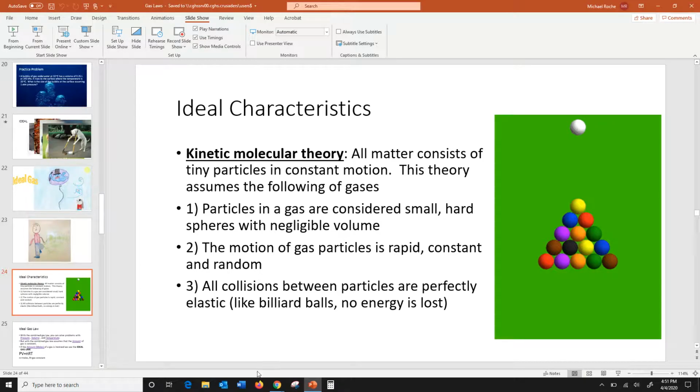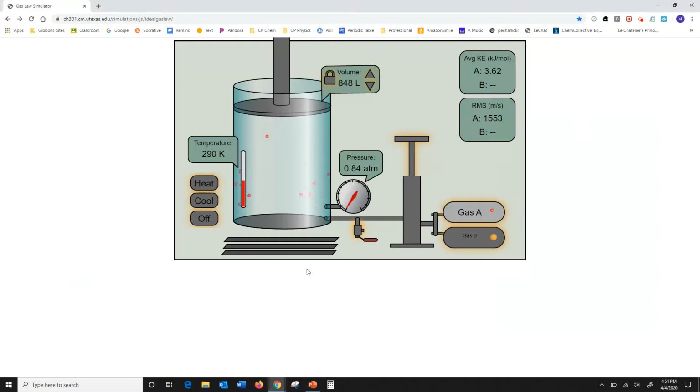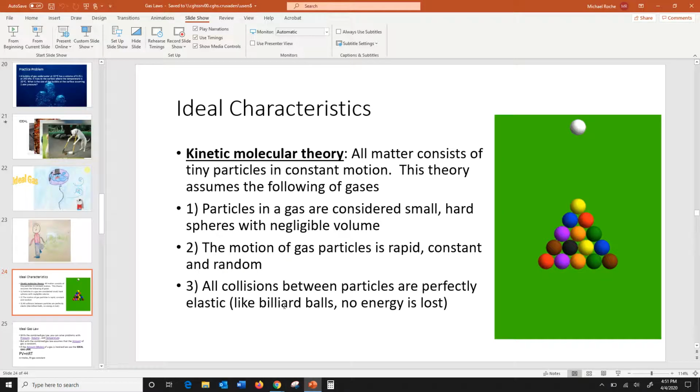Motion is rapid, constant, and random. Would you say here that we have rapid, constant, and random motion, right? There's no telling where these things are going. They kind of just bounce all over the place. And then the other assumption is that the collisions between the particles are perfectly elastic. They're like billiard balls. No energy is lost.